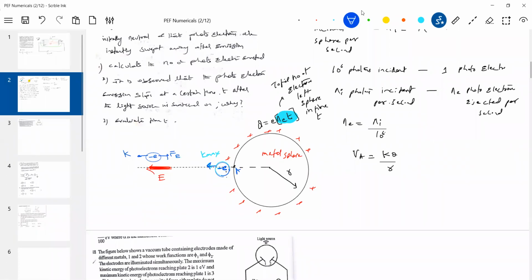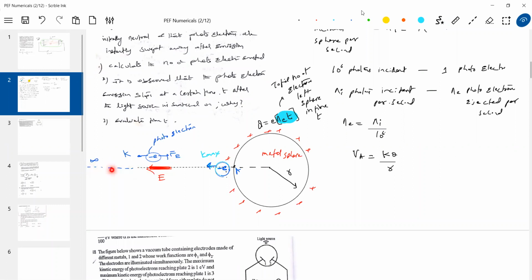So initially, what will happen? The electrons have sufficient kinetic energy, so they escape to infinity. As the electrons keep escaping, the charge on the metal sphere builds up. As the charge increases, the electrostatic field increases, so the retarding force on the photoelectron increases. At one instant, the kinetic energy of the ejected photoelectron will not be sufficient to escape to infinity.